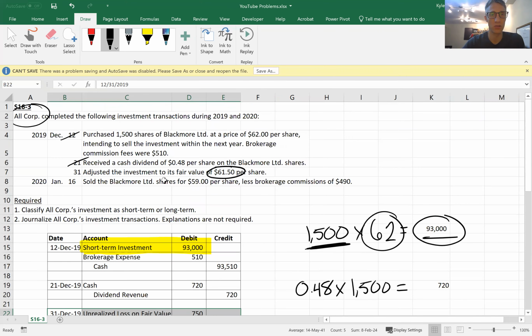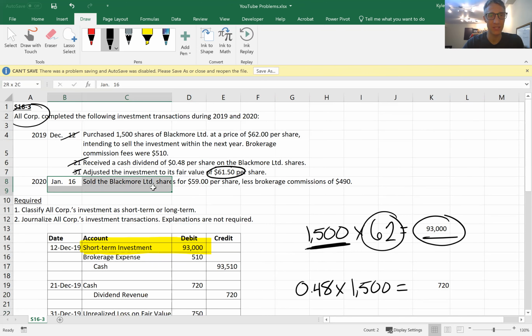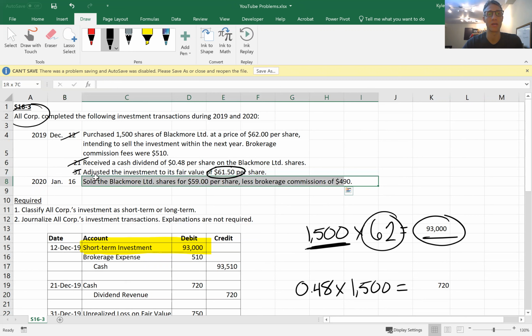Okay, I think we're done. Is that it? No, I'm sorry. There's one more transaction, January 16th, 2020. What do we need to do? All right, so let me read this problem here. They sold the investment for $59 per share, less brokerage commissions of $490.